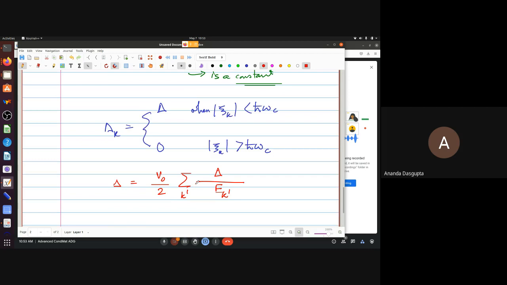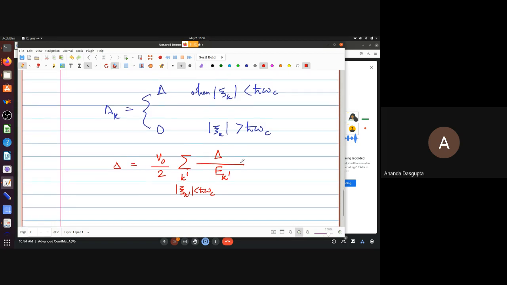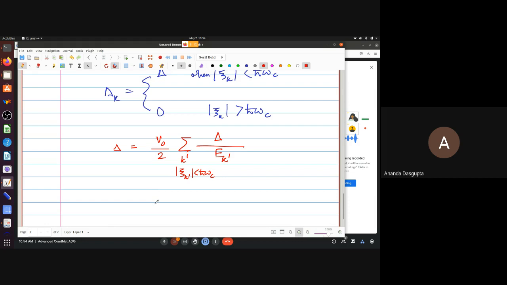That is, this summation is done only where the magnitude of xi k prime is less than h cross omega c, because when mod xi k prime exceeds h cross omega c, the delta k prime would vanish. Delta k prime is the constant delta only within that region. Right? And this immediately gives me a very simple thing, because delta can cancel among each other. You get 1.